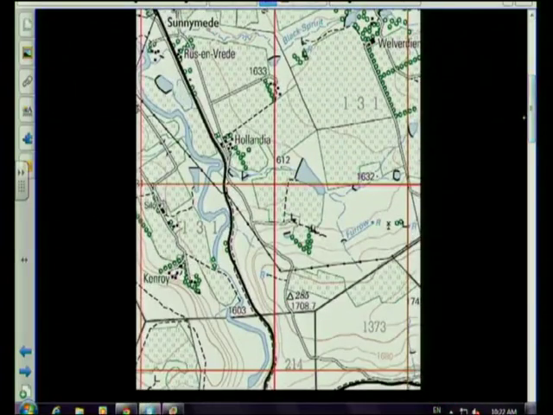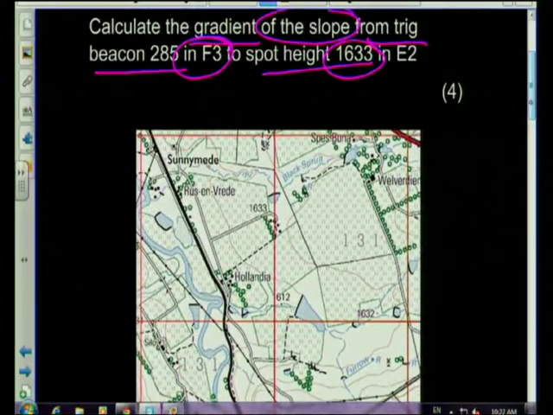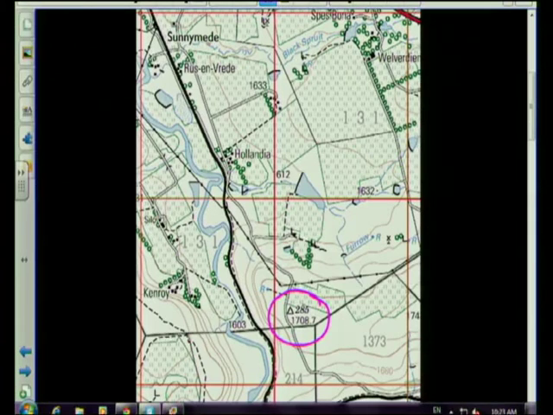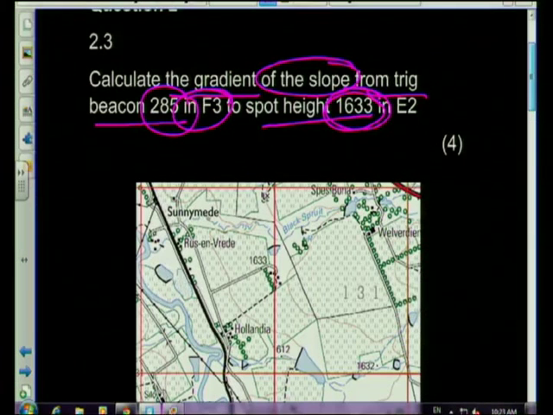The two heights are given as follows in our question. From trig beacon 285 in F3, and if I look at F3, there's F3, and note, the 285 is the number below the trig beacon, at the base of the triangle, is your height. Your height can be determined as follows, 1708.7. In this example, you should know that your height at trig beacon 285 is 1708.7. Let's look at the next possible height and spot height 1633, which is given.